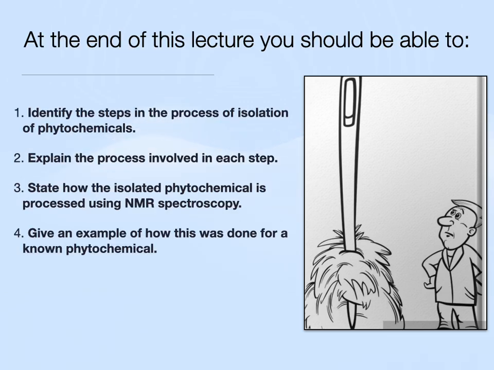At the end of this lecture, you should be able to identify the steps in the process of isolation of phytochemicals, explain the process involved in each step, state how the isolated phytochemical is processed using NMR spectroscopy, and give an example of how this was done for a known phytochemical.